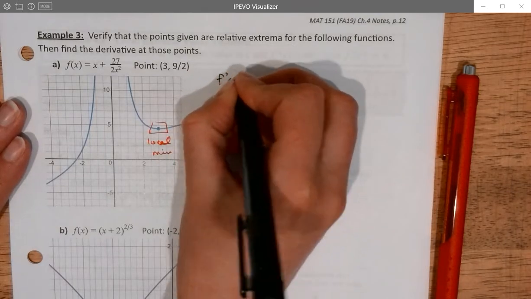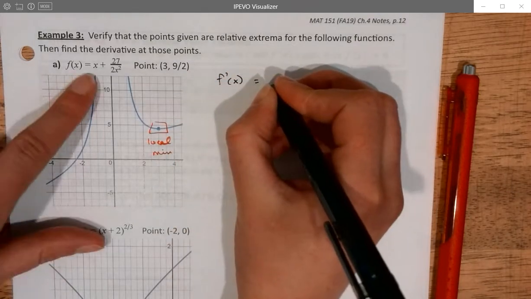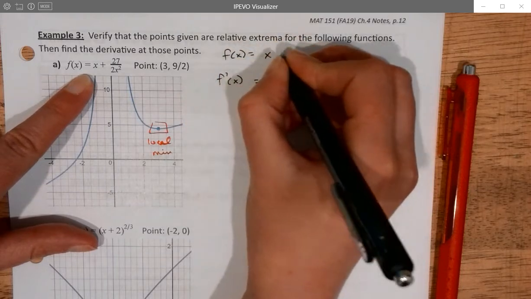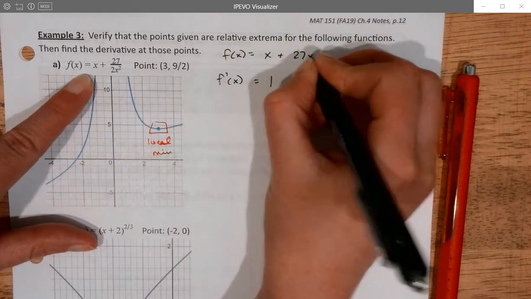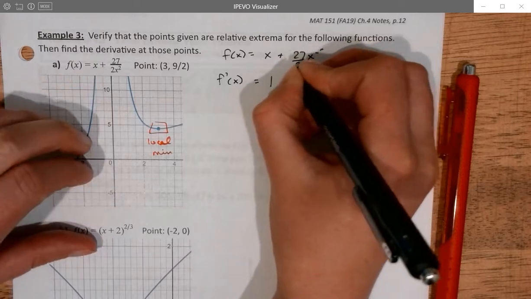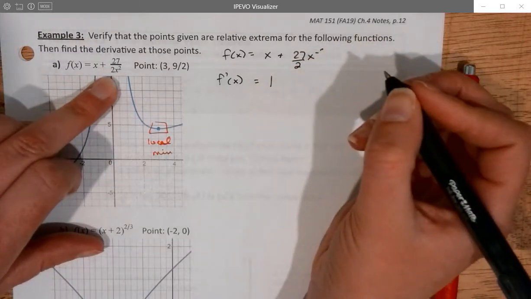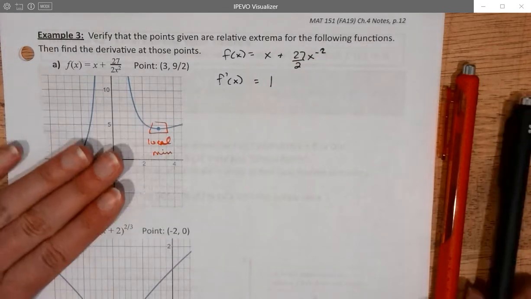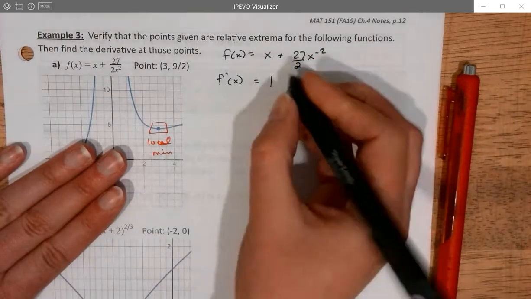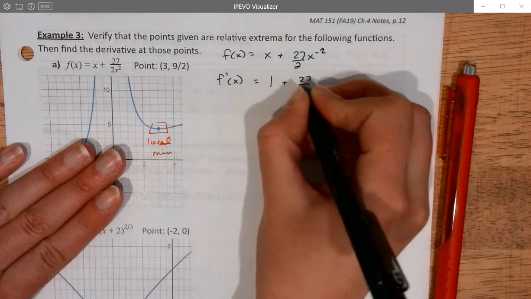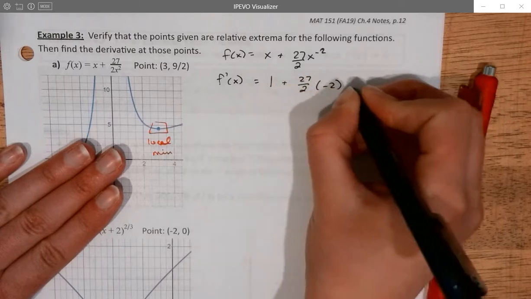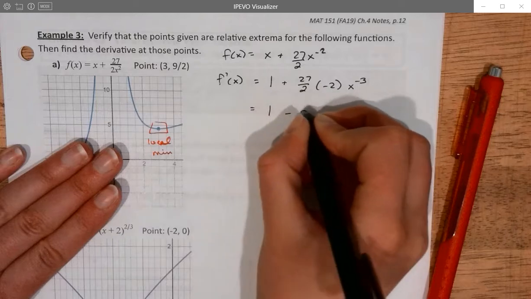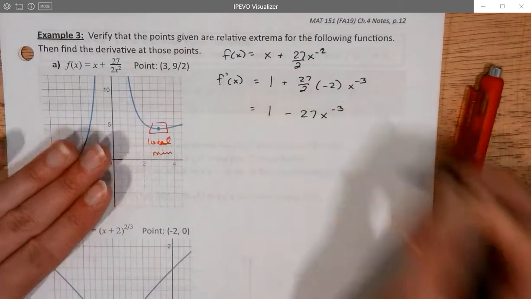Using our shortcut rules, f prime of x, the derivative of x is 1. I'm going to rewrite f above it real quick. F of x is x plus 27 halves times x to the negative 2 power. I didn't notice that 2 in the bottom at first. So when we take the derivative we'll have plus 27 halves times negative 2 x to the negative 3 power. So that simplifies to 1 minus 27 x to the negative 3.